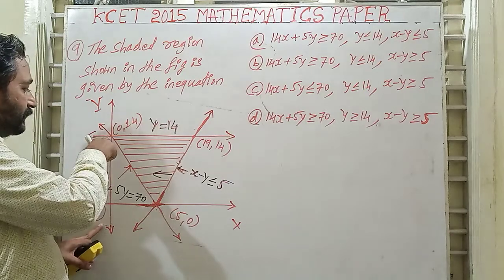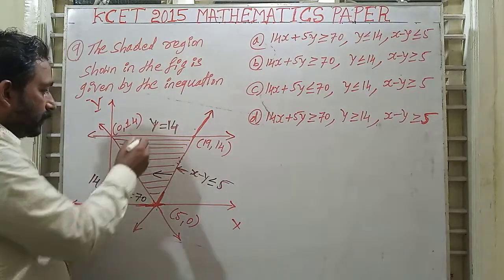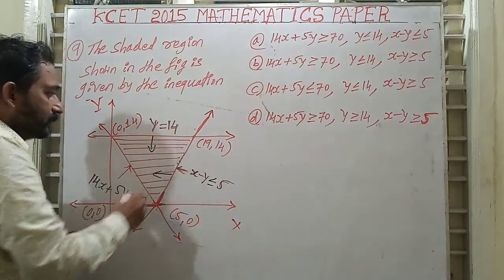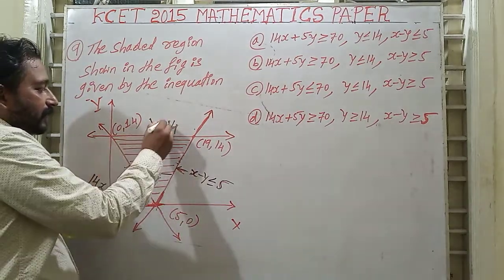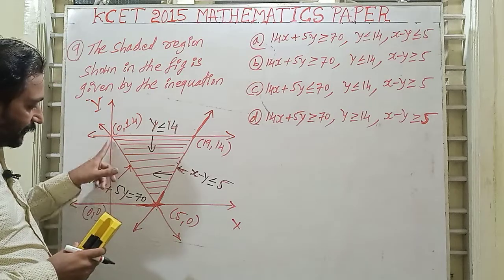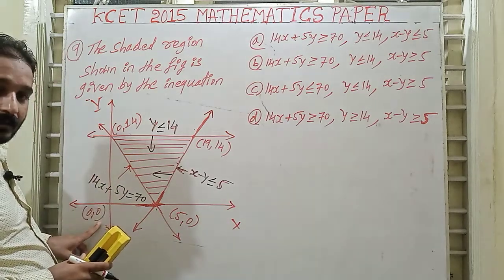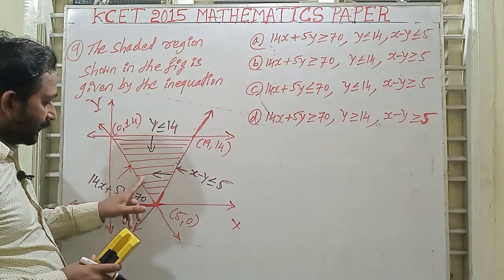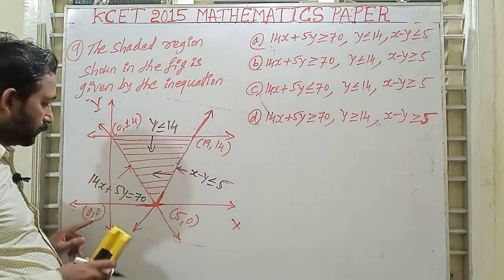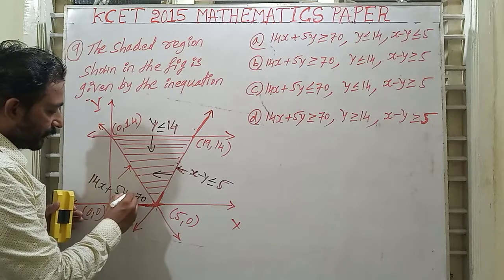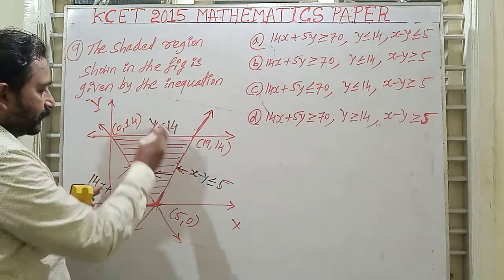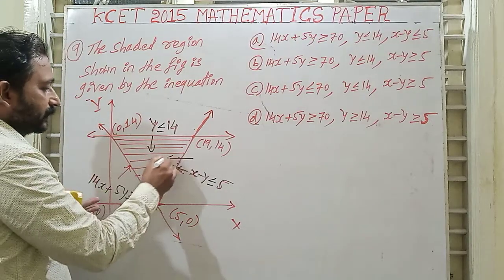Similarly this line also contains the origin, so equal is replaced by less than or equal to. This line does not contain the origin. The solution of this line does not contain the origin, so equal is replaced by greater than or equal to. So these are the inequations. This is the solution set.